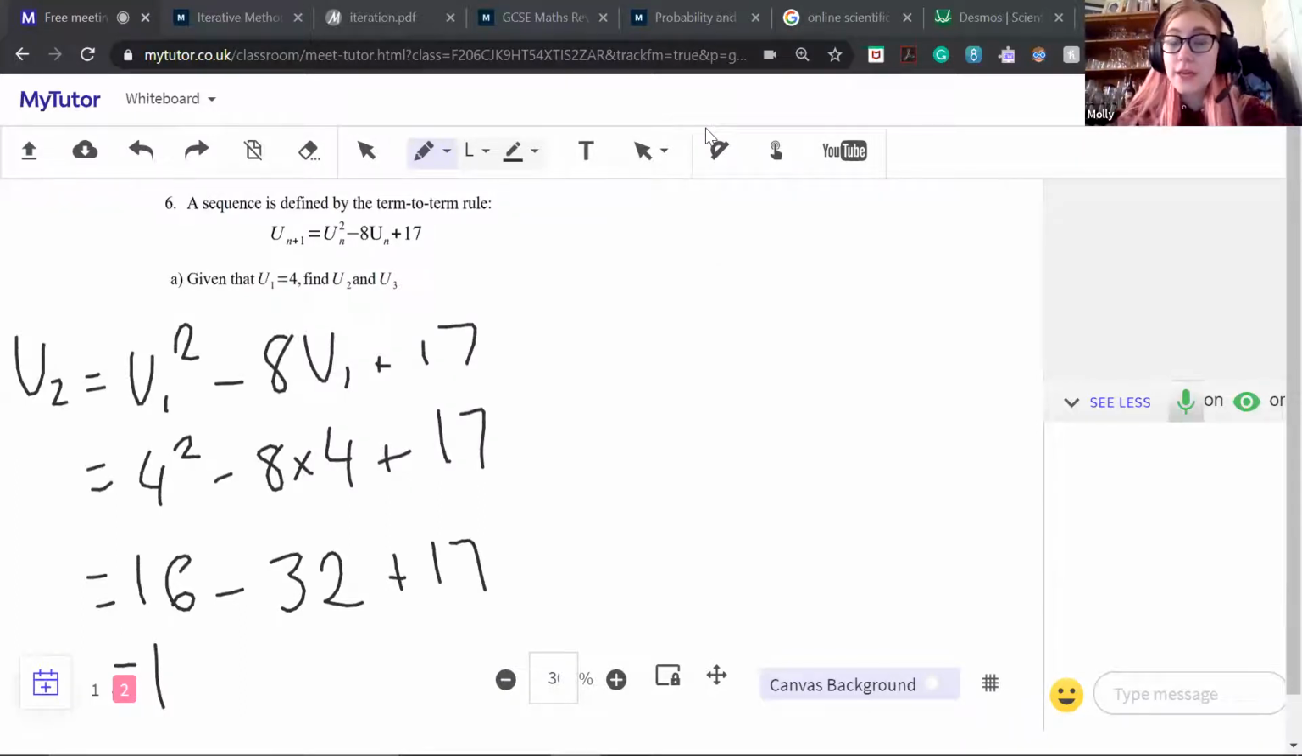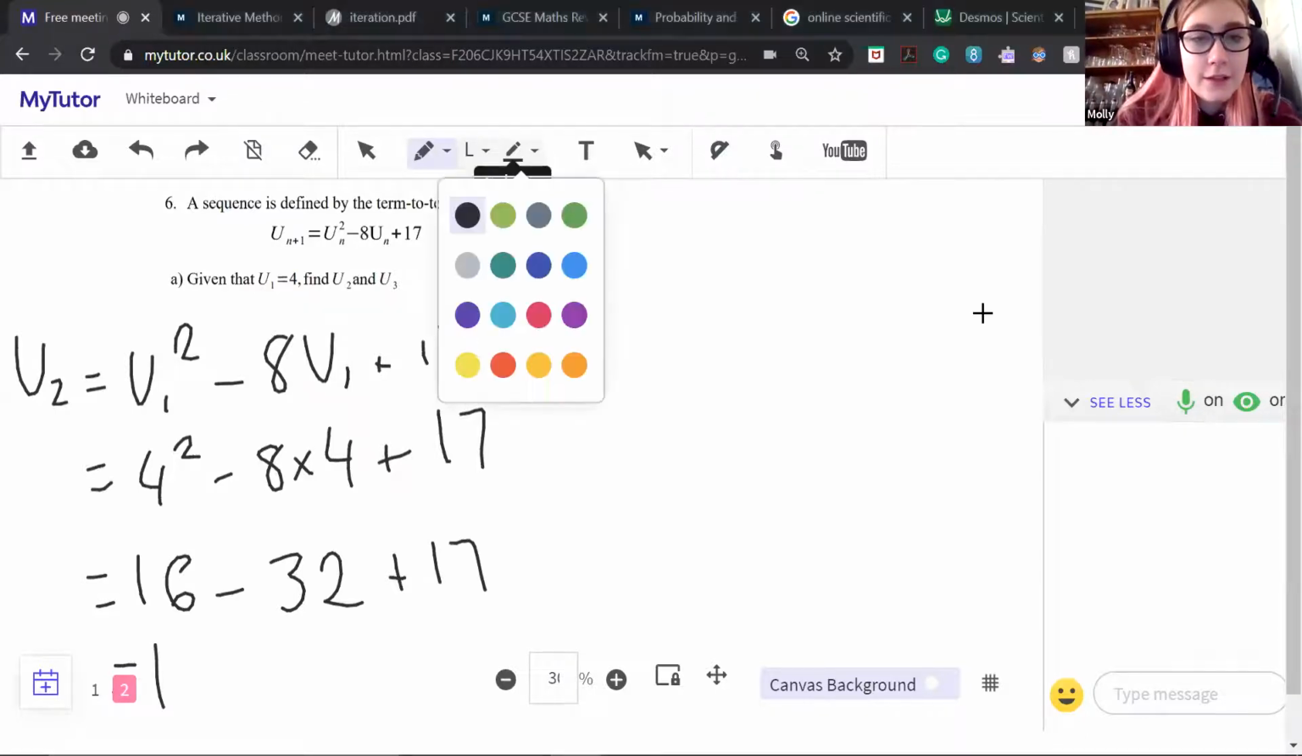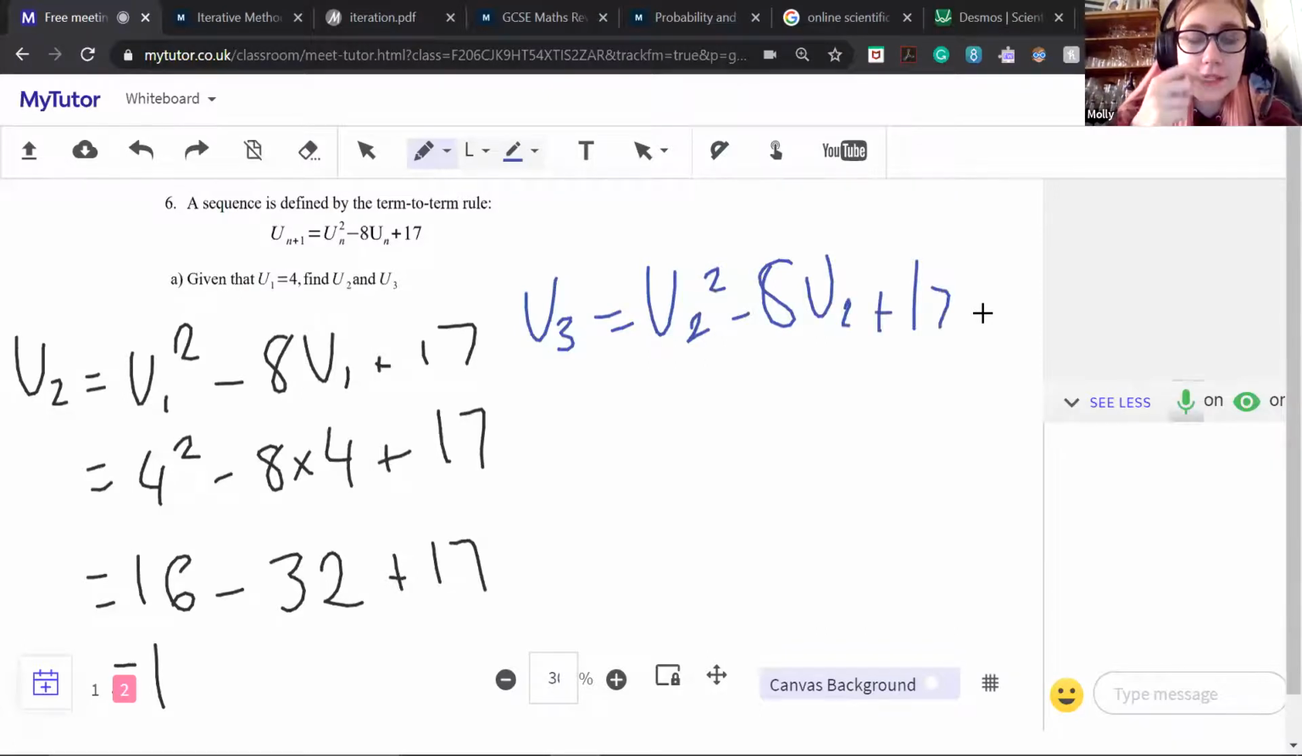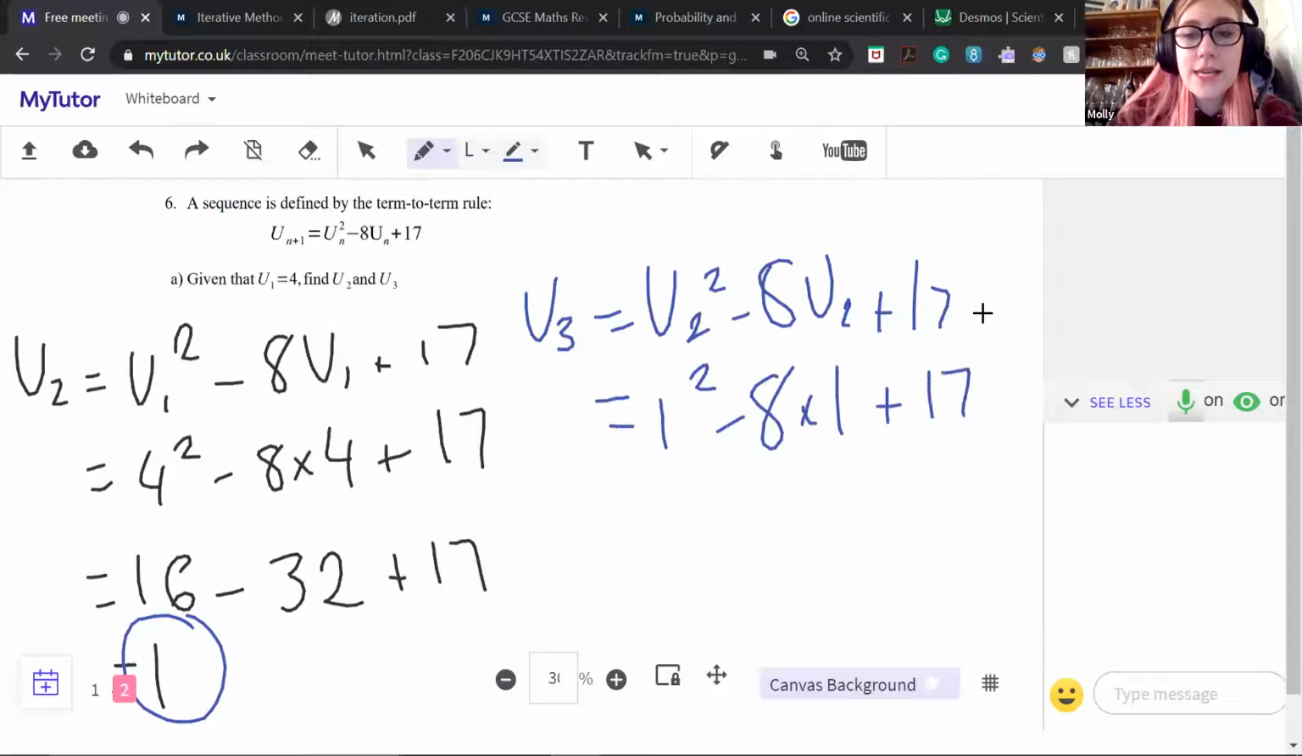So this is also iteration because we're taking the answer that we get and plugging it back in to get the next one. So it's the same thing. It's just an equation that we were writing before to find a solution. So now we do the same thing, but this time u3 is u2 squared minus 8 u2 plus 17. So it's 1 squared. We're taking the answer to u2. So it's 1 squared minus 8 times 1 plus 17, which will give us 10.